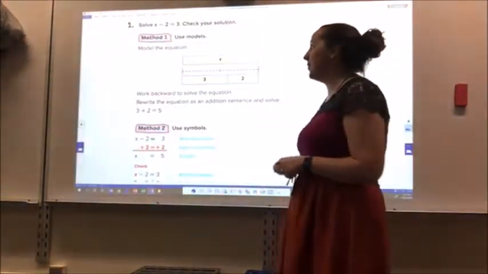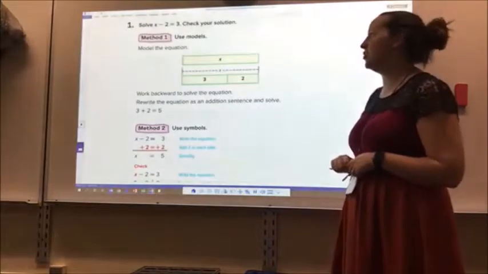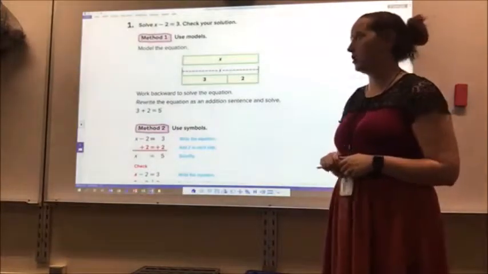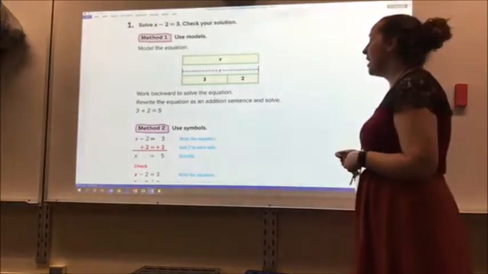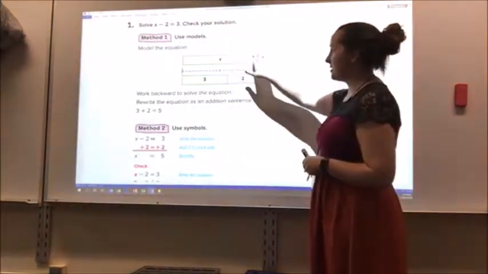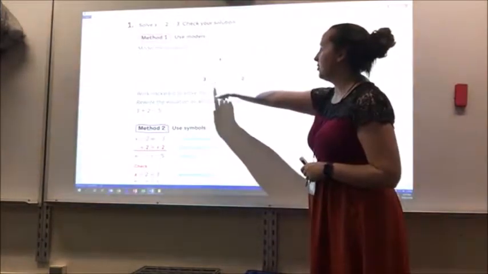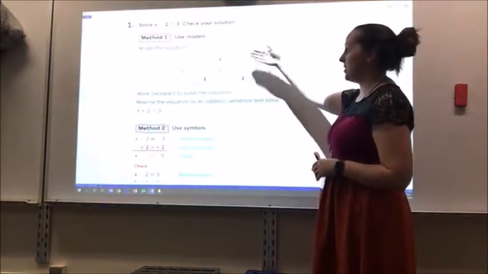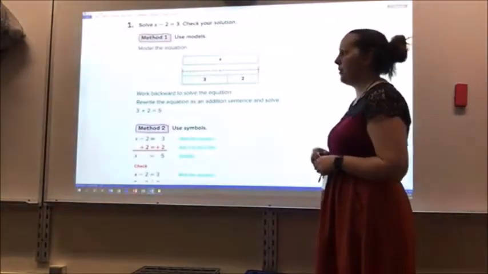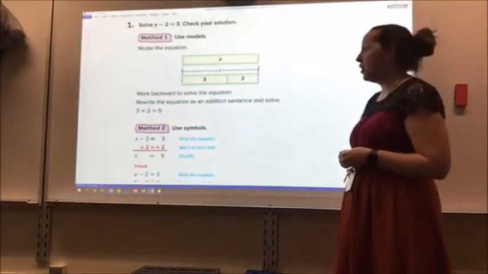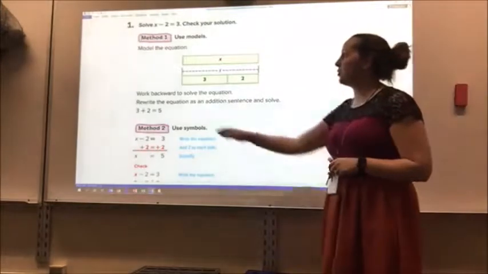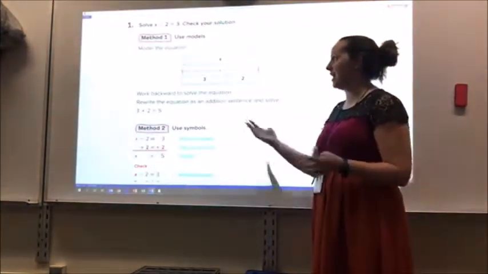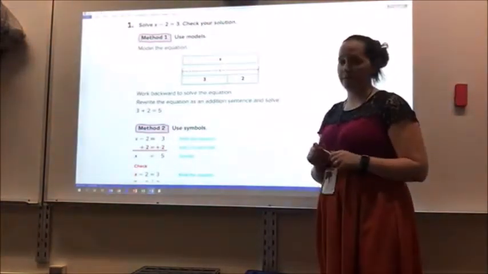The first example I have is solve x minus 2 equals 3. Check your solution. I can use method 1, which is using models. Model the equation. So I have x and 3 and 2. That's what's going to equal my x value. I work backwards to solve the equation. I rewrite the equation as an addition sentence and then solve. So 3 plus 2 equals x, which will give me 5.